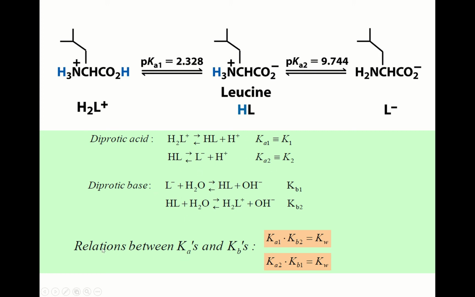So, the relationship between Ka and Kb. This Ka1 is conjugate to this reaction, so Ka1 multiplied by Kb2 is all the time Kw. Likewise, for this middle form, Ka2 multiplied by Kb1 is also Kw, because they are conjugate pairs.